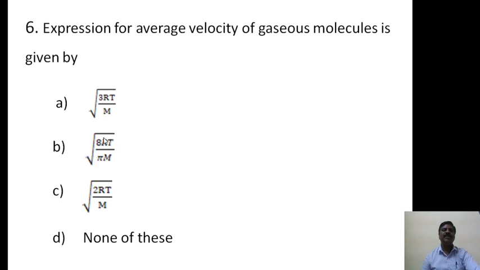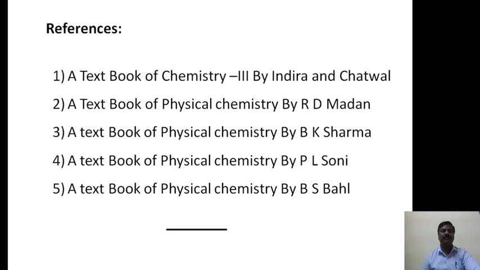The B option is the right option for this question, because the square root of 8RT divided by pi m is the expression for average velocity of gaseous molecules, which is obtained from the Maxwell-Boltzmann equation. Therefore, for preparation of this session, I have referred to these books, and this is the session.